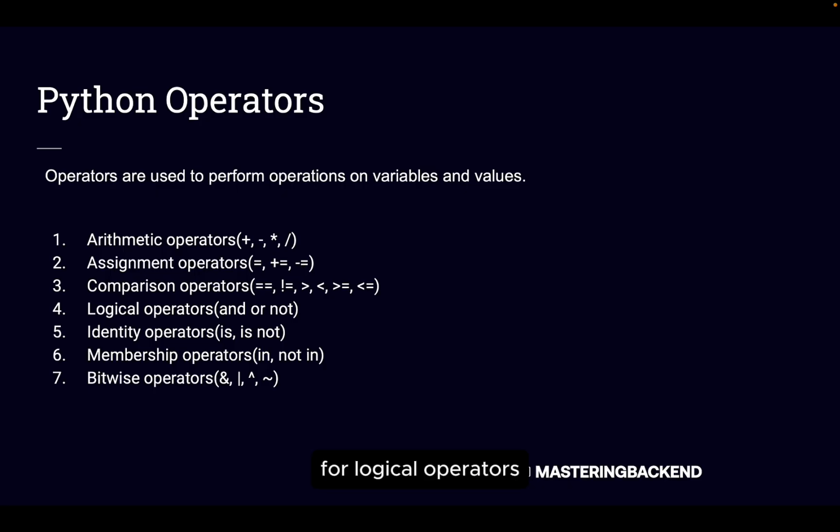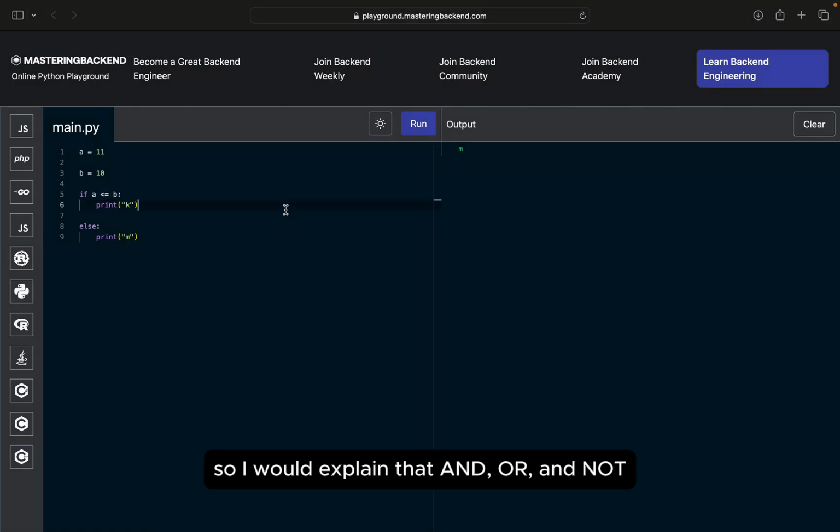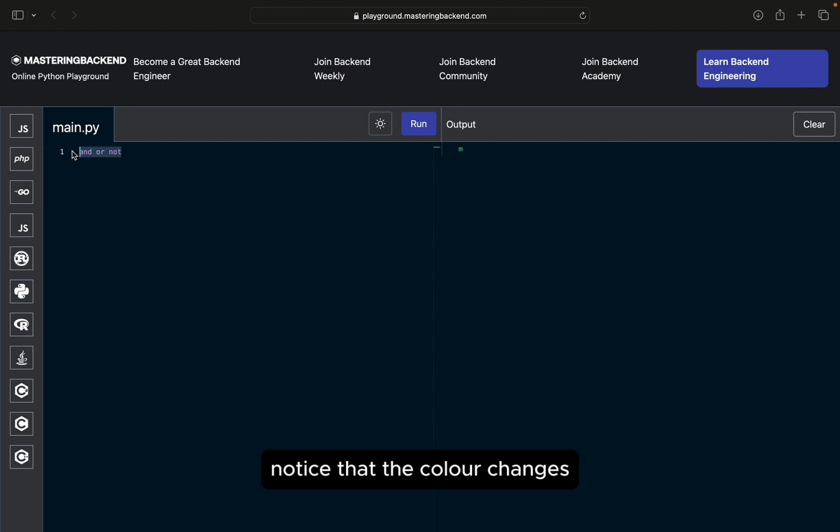For logical operators, they are used to combine conditional statements. So it returns true if both statements are true, and it returns false if both statements are false. For example, for logical operators, we have and, or, and not. So I would explain that and, or, and not. Notice that the color changes because it's a keyword in Python.